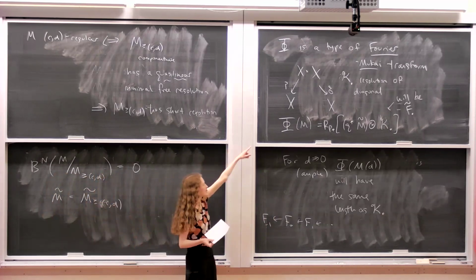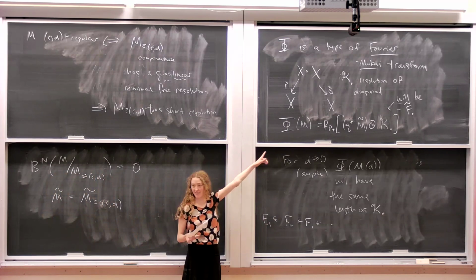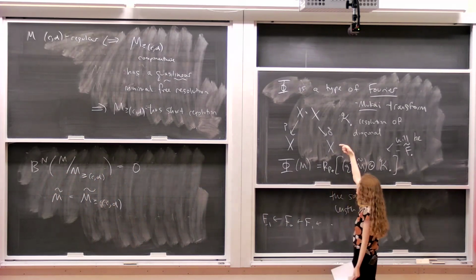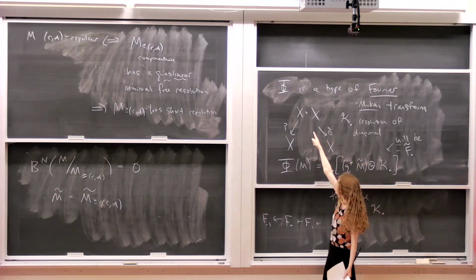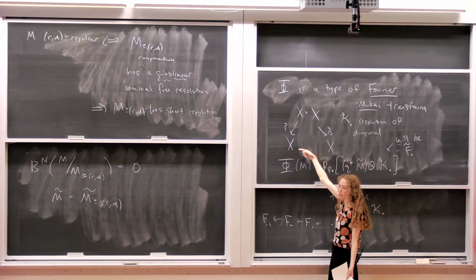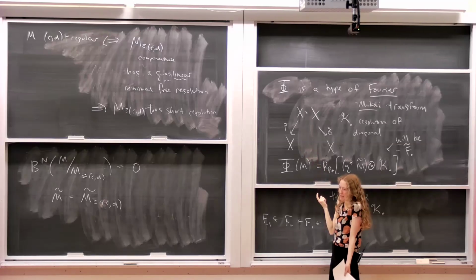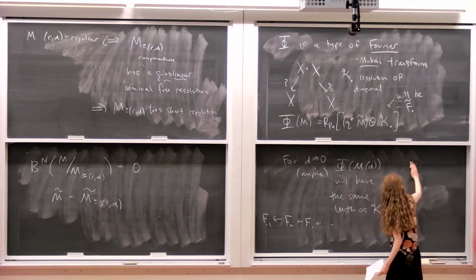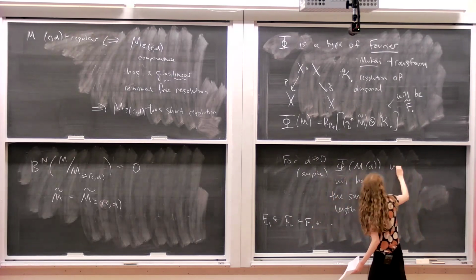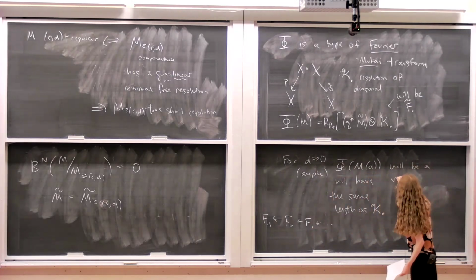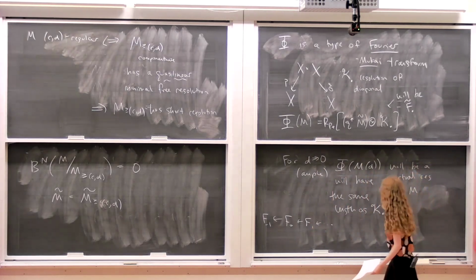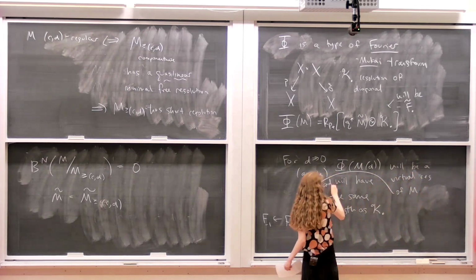Forget any of the derived stuff, and think that you're starting with some subvariety here, and you pull it back, and you restrict to the diagonal, and then you push it forward, you get the same thing back, right? That's the intuition behind why this works. So maybe I should say that here too. This will be a virtual resolution of M, and we'll have the same length.